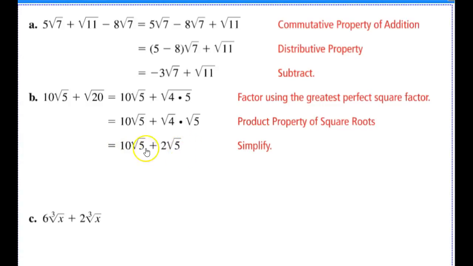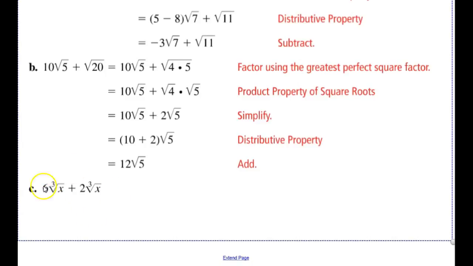So now that I have these radicals with the same number inside, I can simplify and combine my like terms. So now I've got 10 plus 2, which gives me 12 square root of 5. So I always want to first make sure that my radicals are as simple as I can get them, and then I can go ahead and add or subtract or combine them.